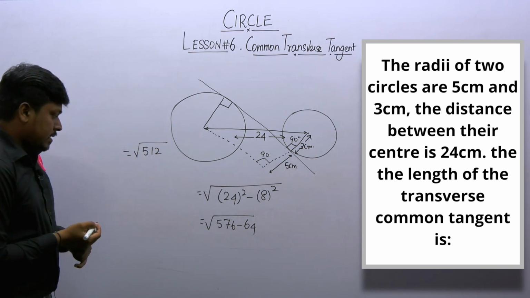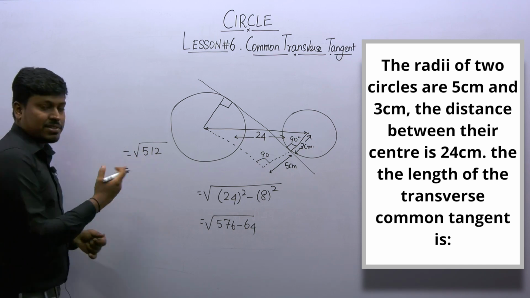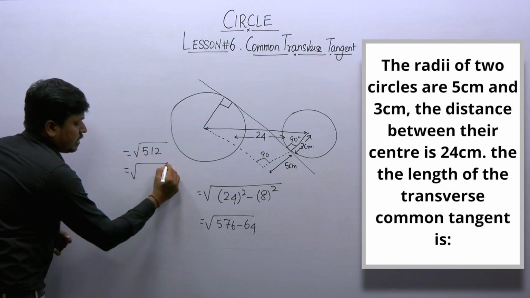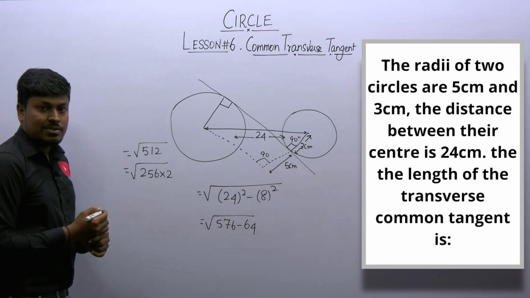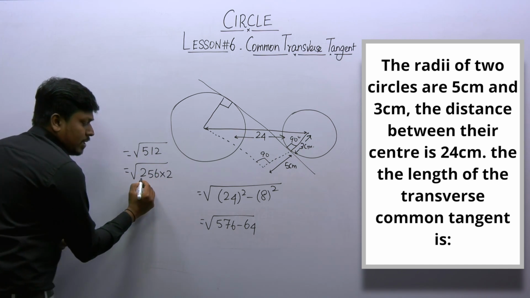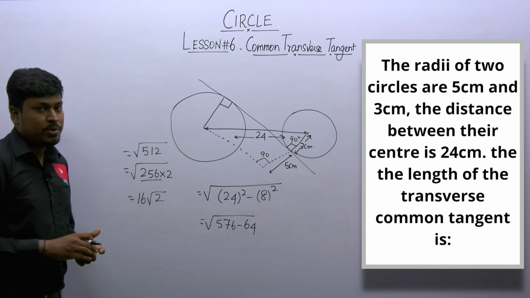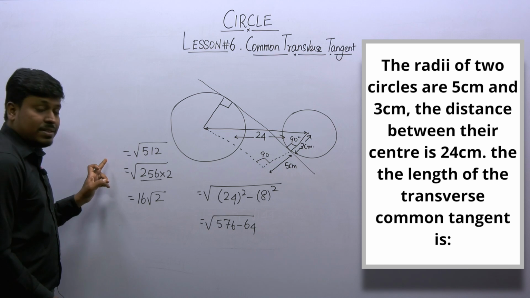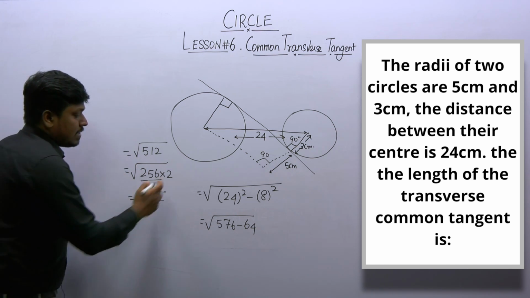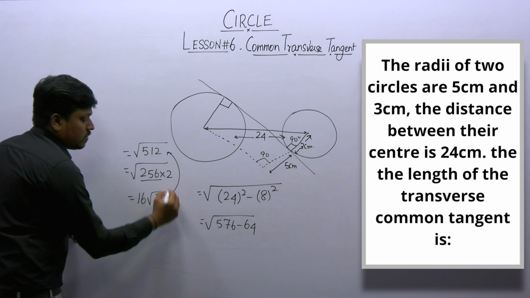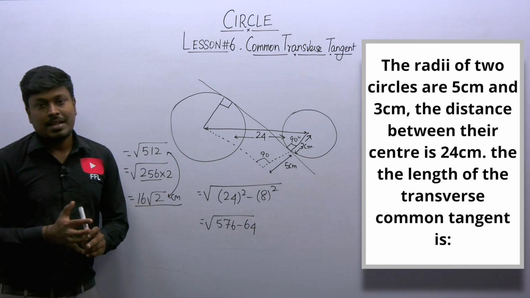512 is not a perfect square, right? So this can be written as 256 into 2. Yes, 256 into 2 is 512. So 256 is 16 square, so we can take 16 outside. So finally this answer can be written as 16 root 2 centimeter. So this will be the length of the common transverse tangent.